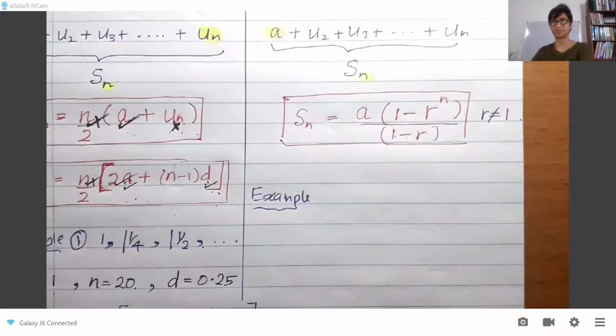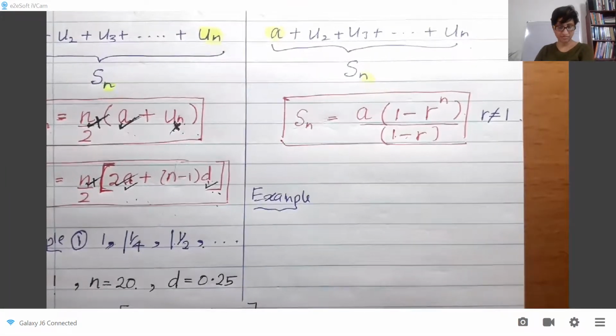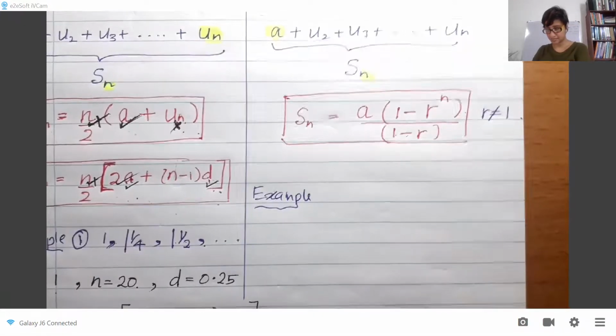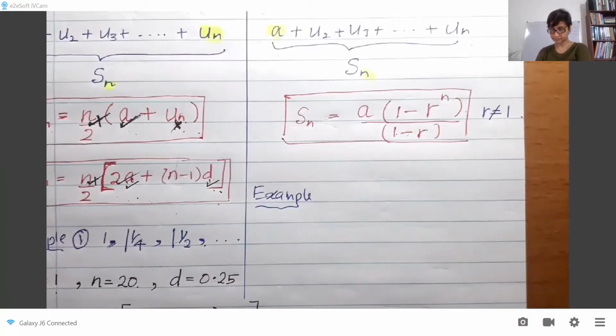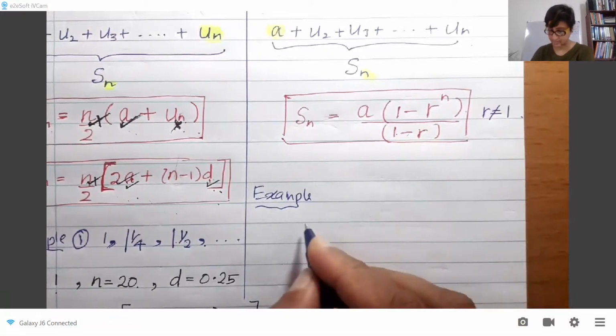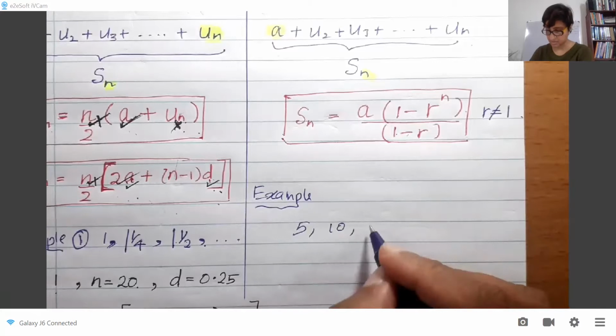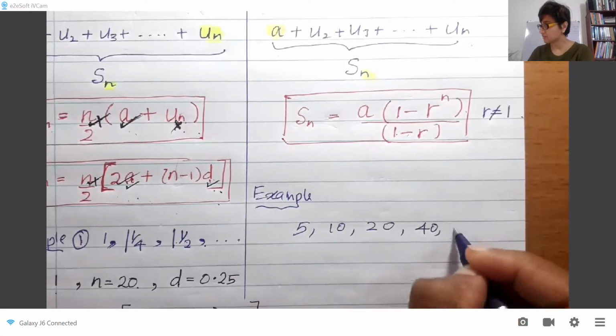One example is enough because that's a simple formula. Find the sum of the first 10 terms of the following sequence: 5, 10, 20, 40, and so on. We had this sequence before.